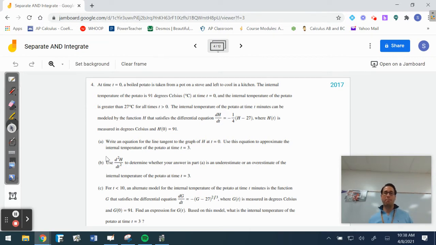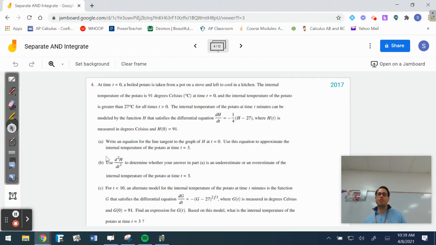All right, we got a boiled potato. We take it out from a pot and it cools. The internal temperature of the potato is 91 degrees Celsius at time t equals 0. Oh, snap, that sounds like an initial condition. The internal temperature of the potato is greater than 27 degrees for all times t greater than 0. So it's never going to go below 27.